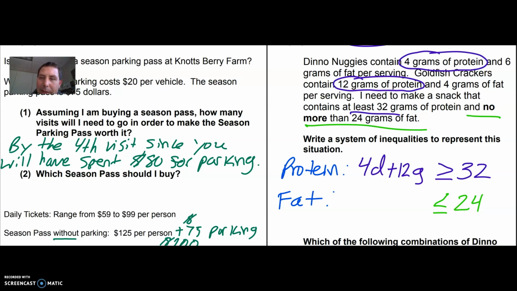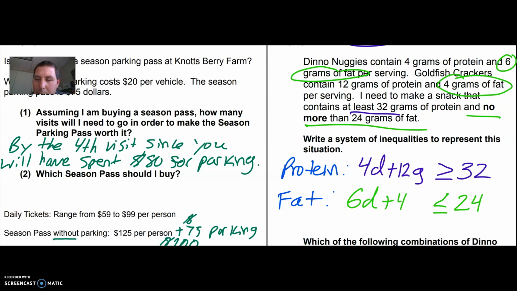So now let's look at the fat. So I'm looking at Dino Nuggies. Dino Nuggies have, let me erase this part, 6 grams of fat. So that's 6 grams for every Dino Nuggie serving. And then the goldfish have 4 grams of fat, plus 4 grams for every goldfish. And whatever that combination is has to be under 24 because it can be no more than 24. So I have my 2 inequalities. There they are, which means I can now use them to help me answer the other questions.